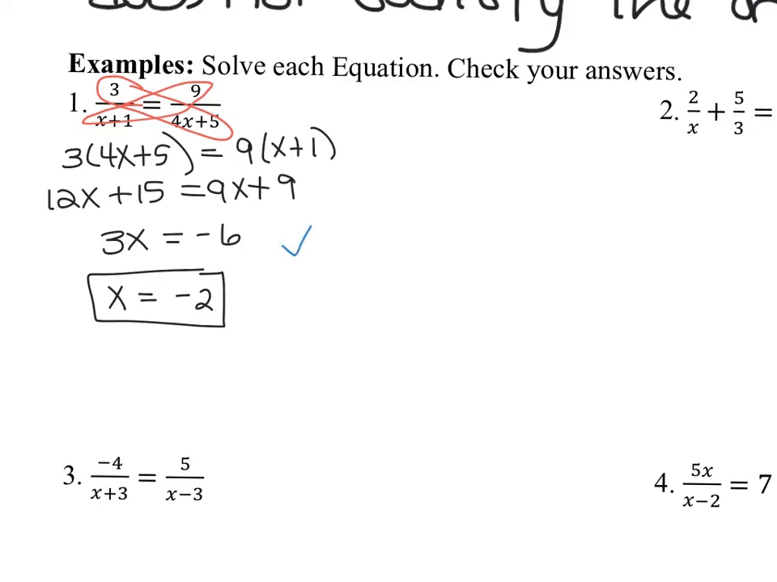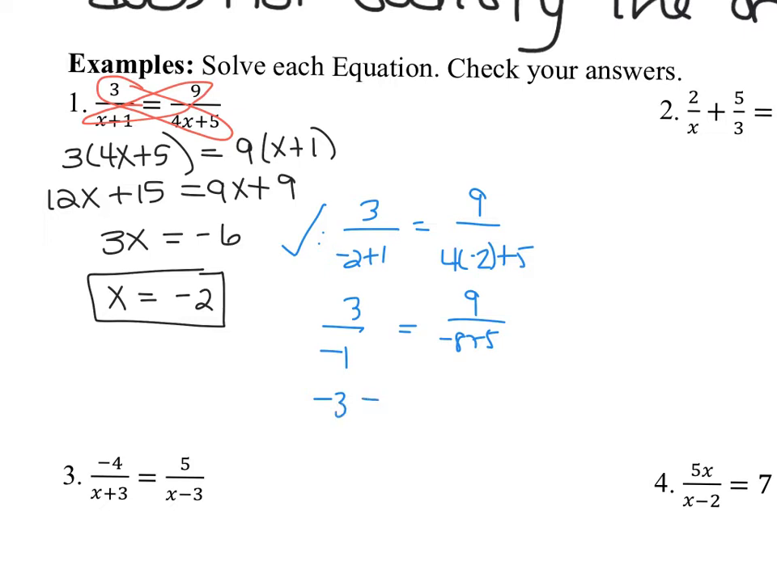Now I'm going to check my answer in blue so I can see what I'm doing. I have 3 over negative 2 plus 1 equals 9 over 4 times negative 2 plus 5. So I have 3 over negative 1, and 9 over 4 times negative 2 is negative 8, plus 5. Now I have negative 3 equals 9 over negative 3. So negative 3 equals negative 3. Sure enough, that solution does work.